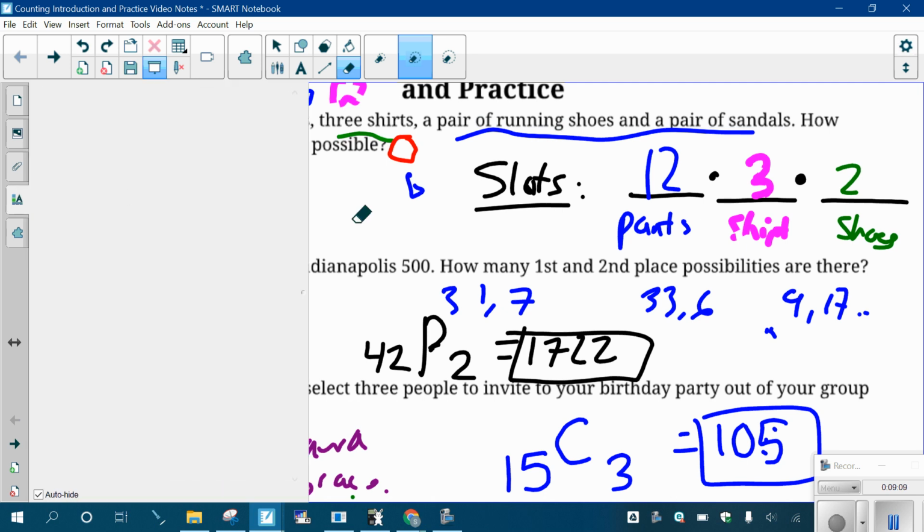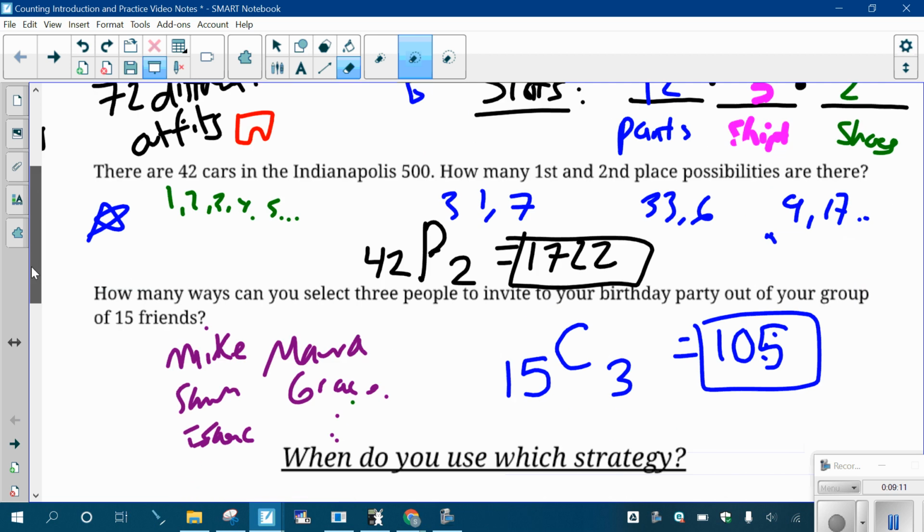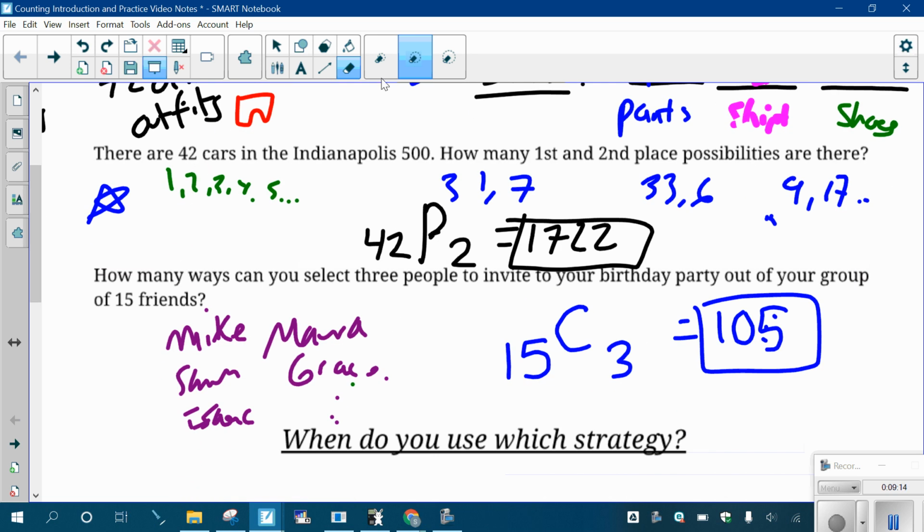Oops, sorry. If you look at these last 2, they're very similar. You've got a group of 42 cars, you're picking 2 of them. You've got a group of 15 friends, you're picking 3 of them. What's the difference between them that causes this one to use a P and this one to use a C? It has to do with whether the order matters.